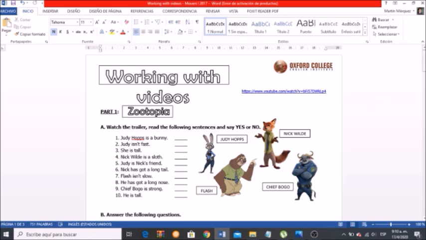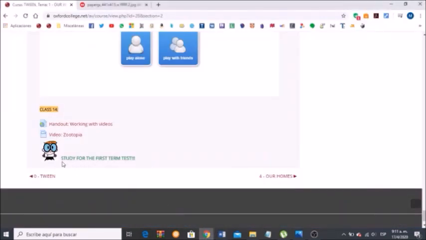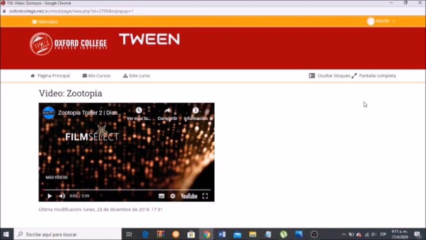Entonces, como les indiqué antes, ¿cómo vamos a hacer para ver el trailer? Van a ir al aula virtual y donde dice Video Zootopia, van a hacer clic acá y se les va a abrir una ventana nueva y les va a aparecer el videito con el trailer. Ponen play y ven todo el video, que dura aproximadamente 3 minutos, 3 minutos con 9 segundos.